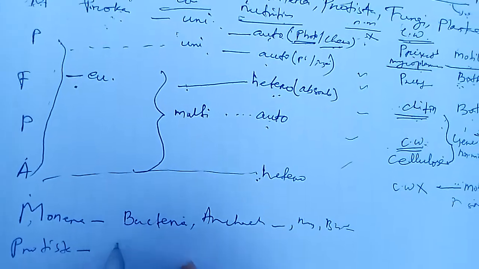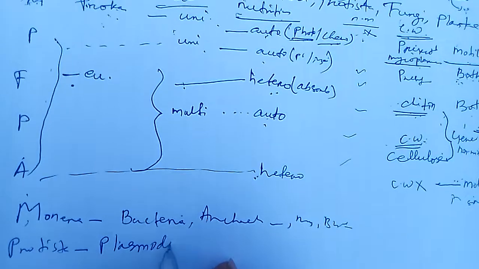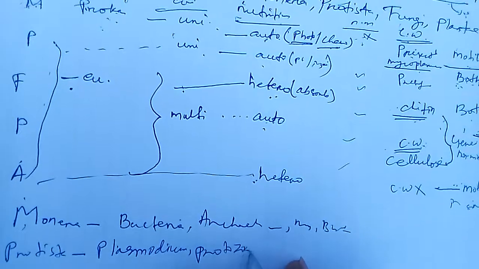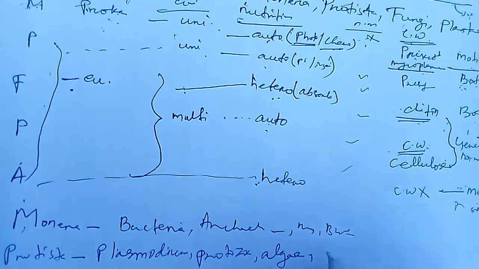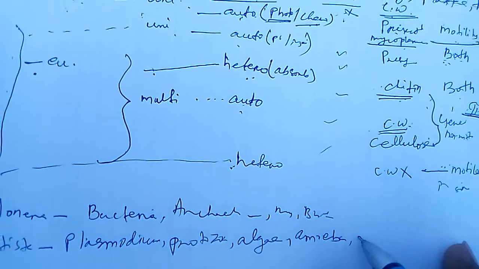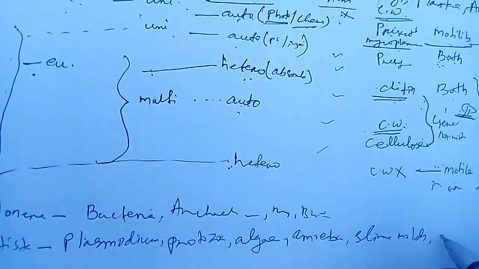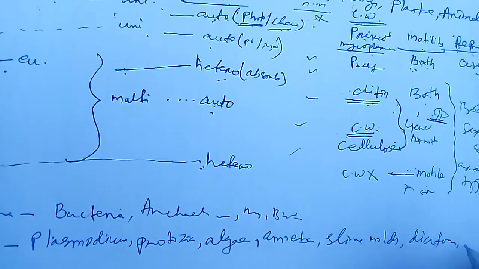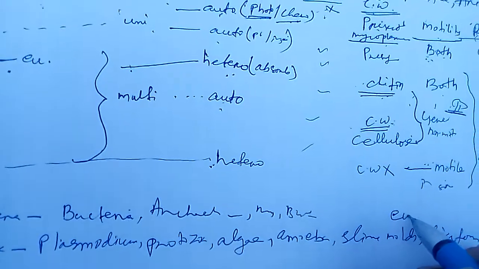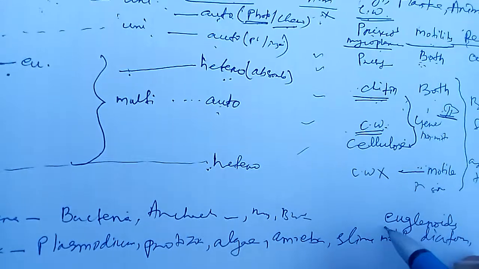Examples of Protista: there are various examples, starting from Plasmodium. Note down with me, Plasmodium. Check out the spelling. Then Protozoa, Algae, Amoeba, then slime molds, then diatoms, then euglenoids. So this is in your Protista.